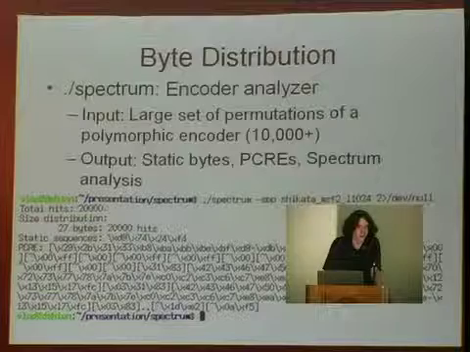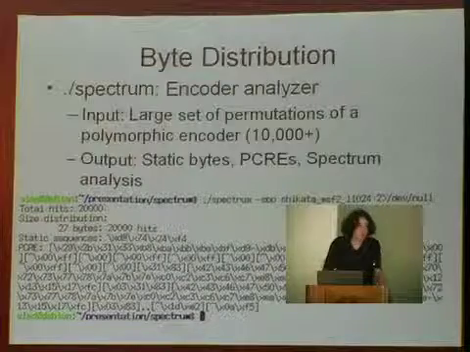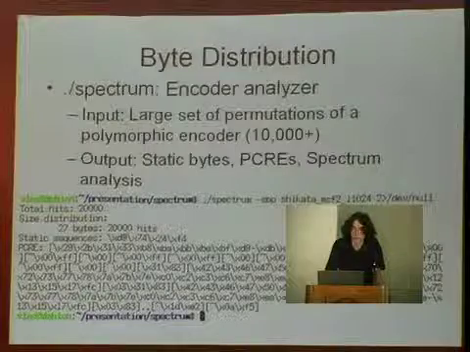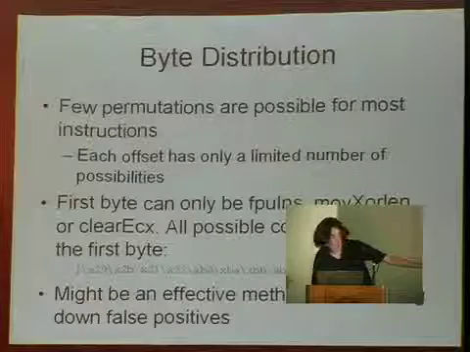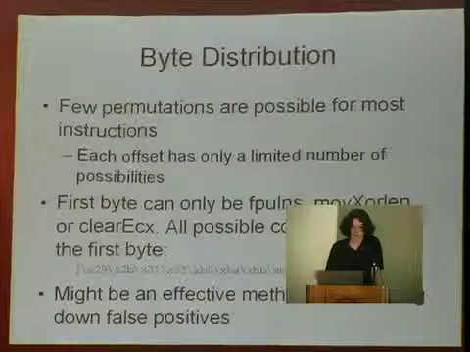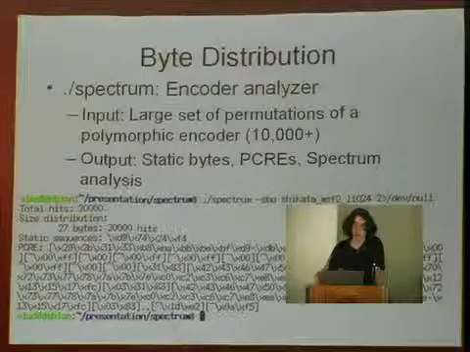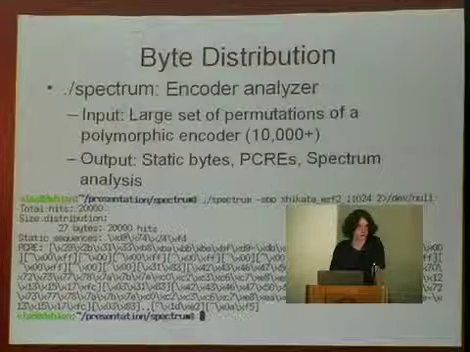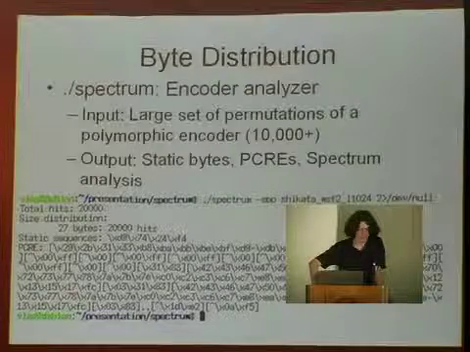All right, so what if you have a large set of these polymorphic encoders? What can you really glean from this? Well, you can look at every single one, and you can figure out the static bytes occurring in every single one. You can also build the PCREs, or the Perl regular expressions, as I did here, that one down below, for every single byte offset. You can essentially look at the byte distribution, the bytes that are going to happen at every single byte offset in the encoder. You can also do spectrum analysis, which I'm not going to discuss because it's not really that useful for actually fingerprinting shellcodes and having it be consistent.